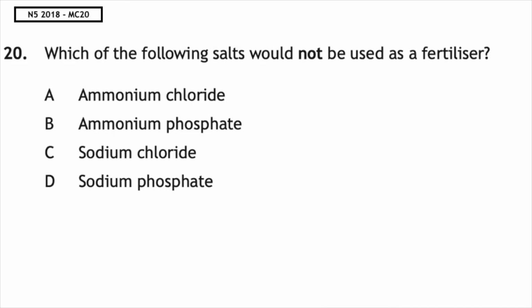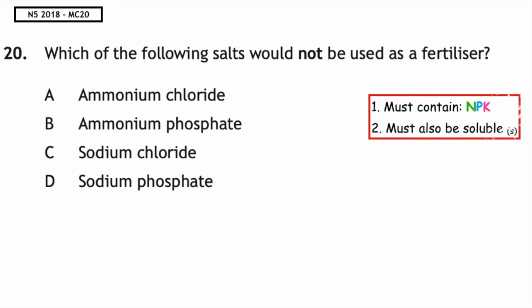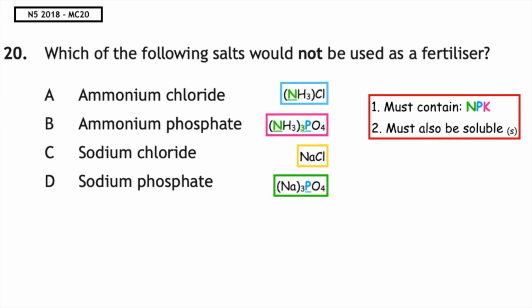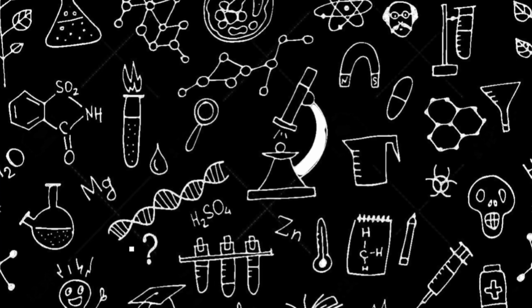This past paper question is from the National 5, 2018, multiple choice 20. Which of the following salts would not be used as a fertiliser? So remember that they have to contain the elements N, P and K, and they must also be soluble. So what I would do with this is I would actually write out the molecular formula for each of the salts. And what we can see is the only one that doesn't contain the elements N, P or K is sodium chloride, multiple choice answer C.